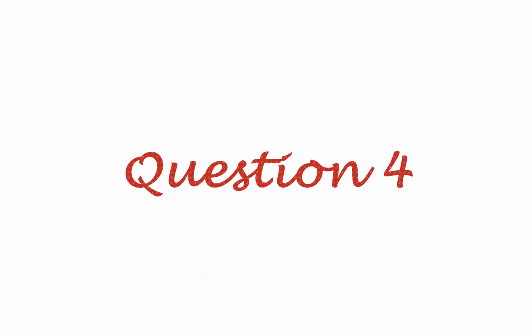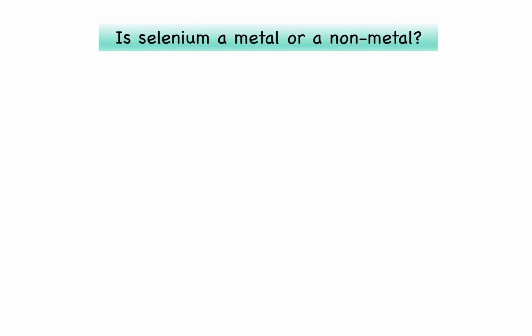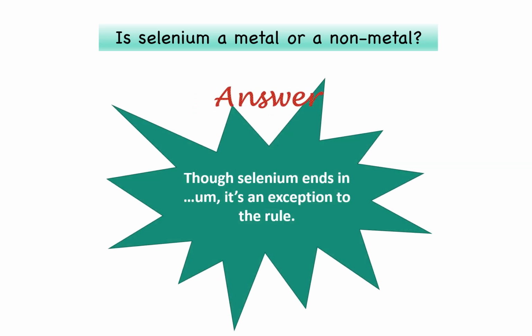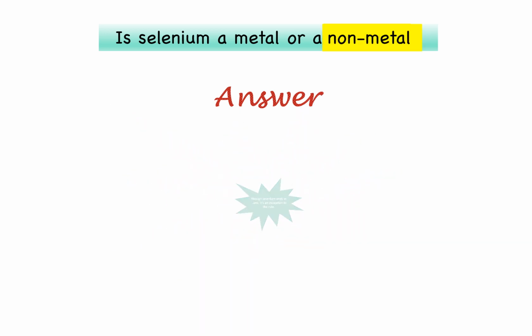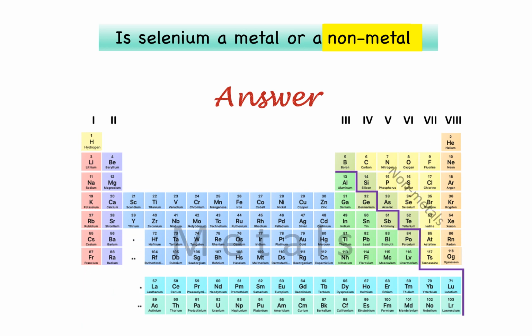Question 4. Is selenium a metal or a nonmetal? Because it ends in -ium, you might think that selenium is a metal. Just remember that like helium, it is an exception to the rule. Selenium is a nonmetal. Its location on the right-hand side of the zigzag line on the periodic table indicates that it is a nonmetal.